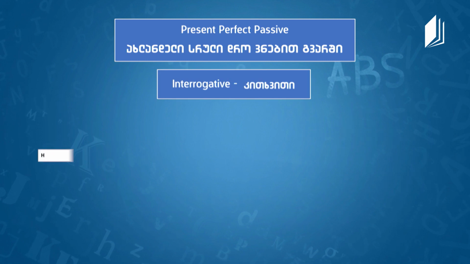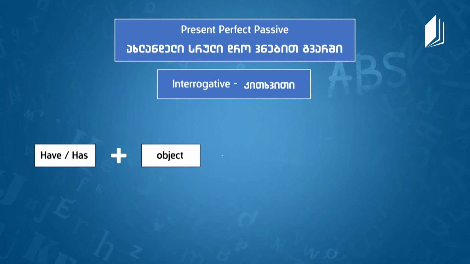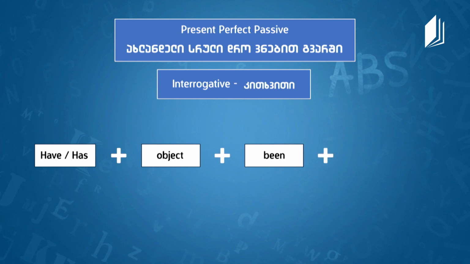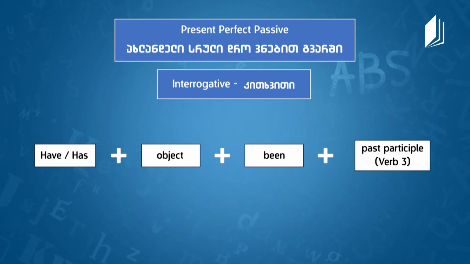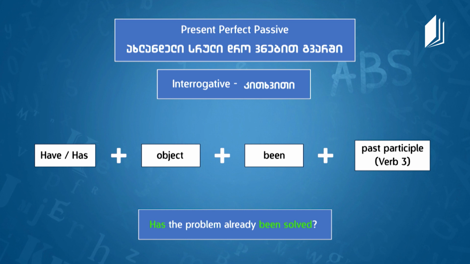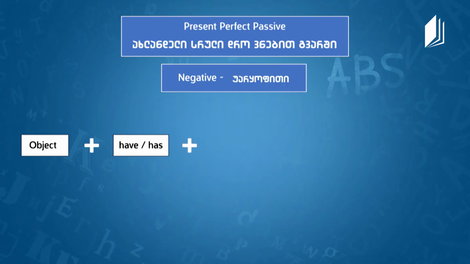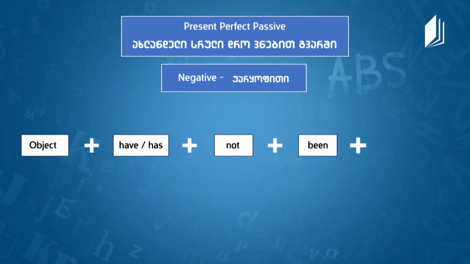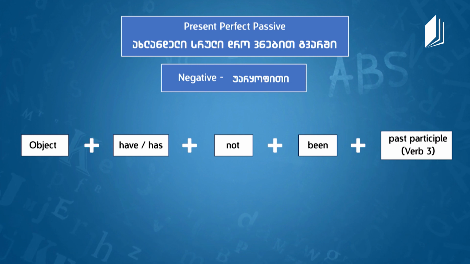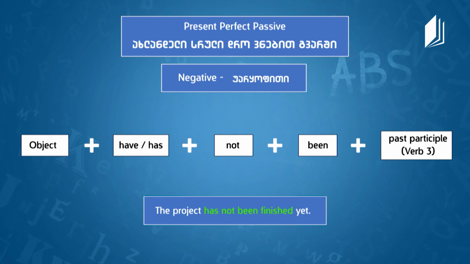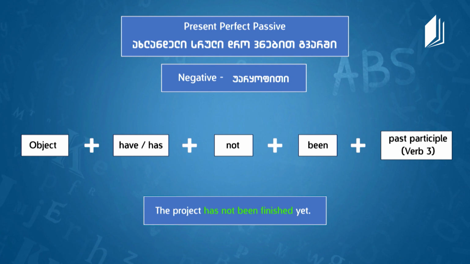Let's look at the question form. Now we have have or has plus the object plus been plus the third form or the past participle. Has the problem already been solved? Let's have a look at the negative form. We use have or has plus not plus been plus the past participle or the third form of the conjugated verb. Here's the example to make it clear for all of you. The project has not been finished yet.